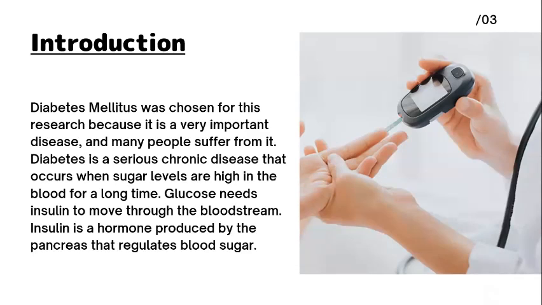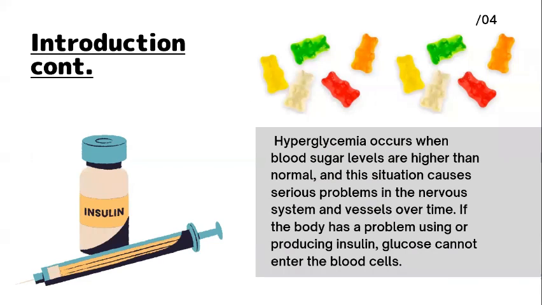Diabetes mellitus was chosen for this research because it is a very important disease and many people suffer from it. Diabetes is a serious chronic disease that occurs when sugar levels are high in the blood for a long time. Glucose needs insulin to move throughout the bloodstream. Insulin is a hormone produced by the pancreas that regulates blood sugar. Next. If the body has a problem producing insulin, glucose cannot enter the blood cells.